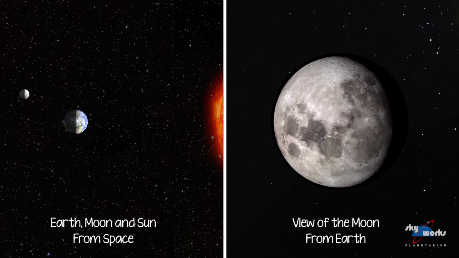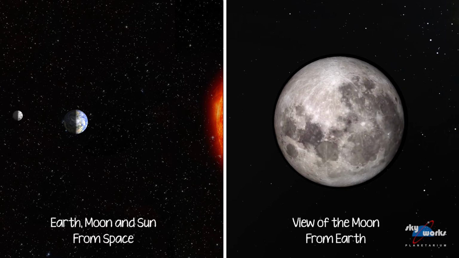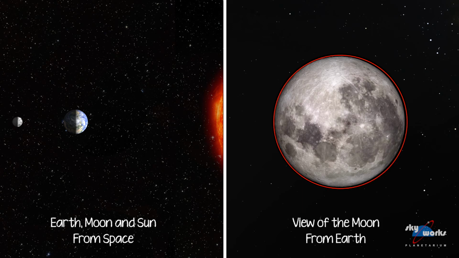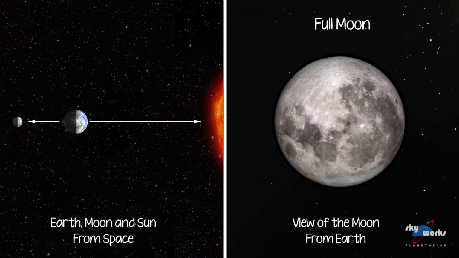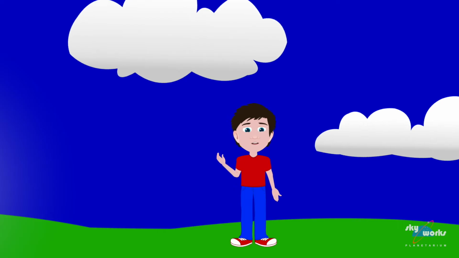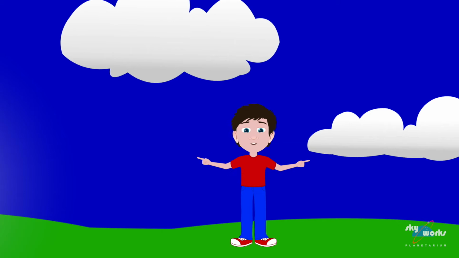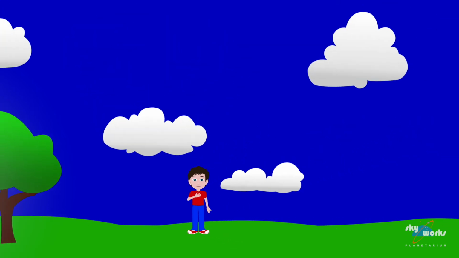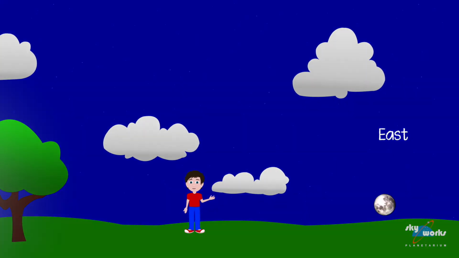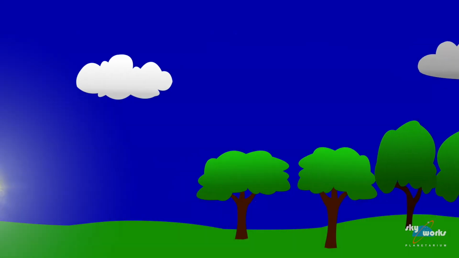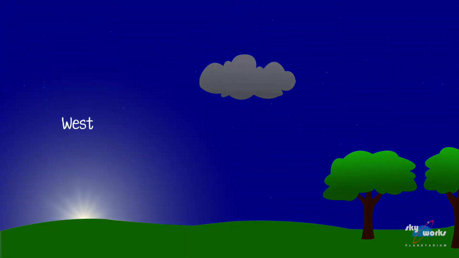When the Moon's position reaches opposite the Sun from Earth, now we can see all of its daytime side, which of course is called a full moon. The Sun and Moon are now on opposite sides of the Earth from out in space, so they'll also be in opposite sides of the sky for us here on Earth. During this time, the full moon will rise in the east as the Sun sets in the west.